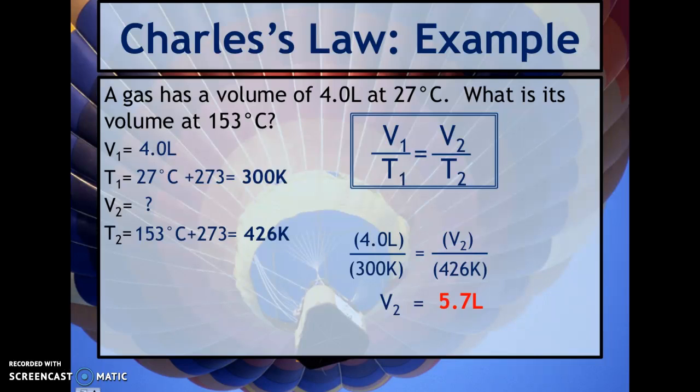If we take a look, the temperature is raised from T1 at 300 Kelvin to 426 Kelvin. So in theory, the volume of the gas should go up. And we just found out that the volume is increasing from V1 of 4.0 liters to 5.7 liters. So this falls right in line with what Charles was trying to say.